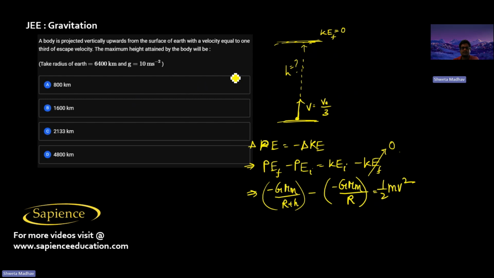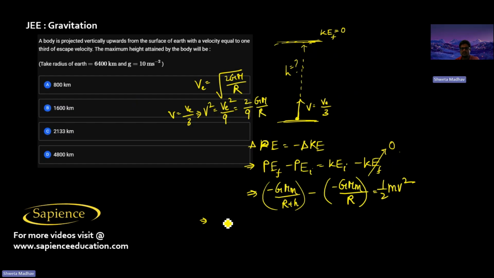So v is equal to ve by 3. Now ve, which is the escape velocity, is equal to root 2Gm by r. So v is equal to ve by 3. It means v square will be equal to ve square by 9, which is equal to 2 by 9 into Gm by r.